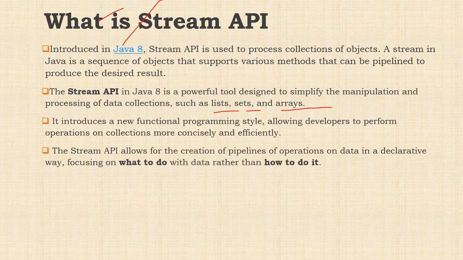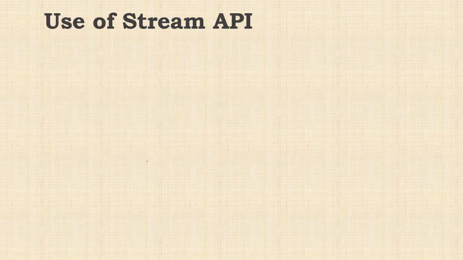The Stream API allows for the creation of pipelines of operations on data in a declarative way, focusing on what to do with data rather than how to do it. So the use of Stream API we are going to see.